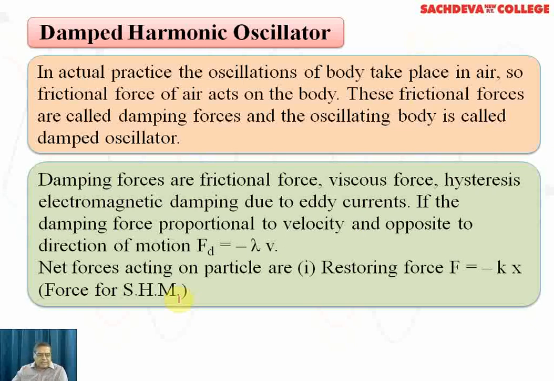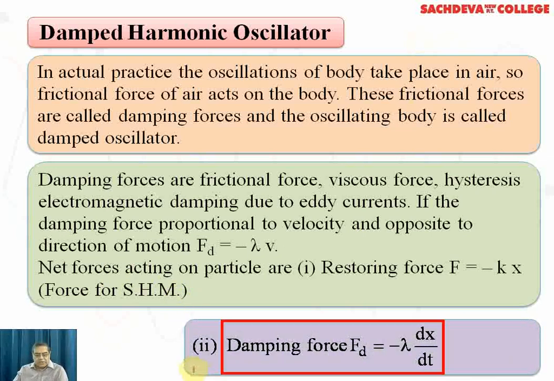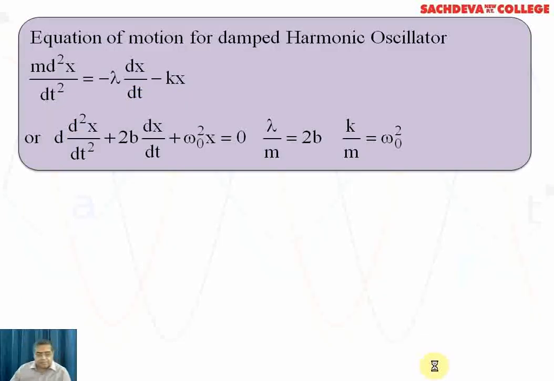So this is all the concept we discuss for SHM, for any particle executing SHM. The damping force is given by minus lambda into v, but v is written in terms of derivatives, that is dx/dt, the derivative of displacement with respect to time. Now we come towards the equation of motion of a damped harmonic oscillator.